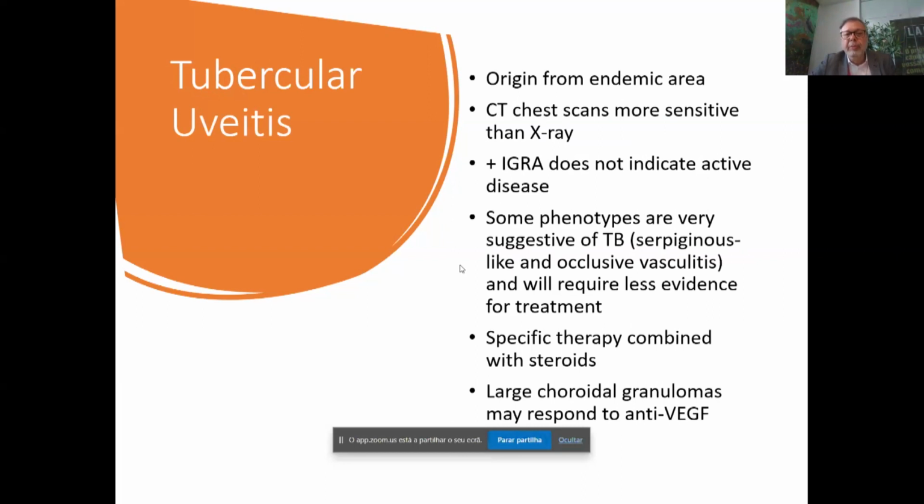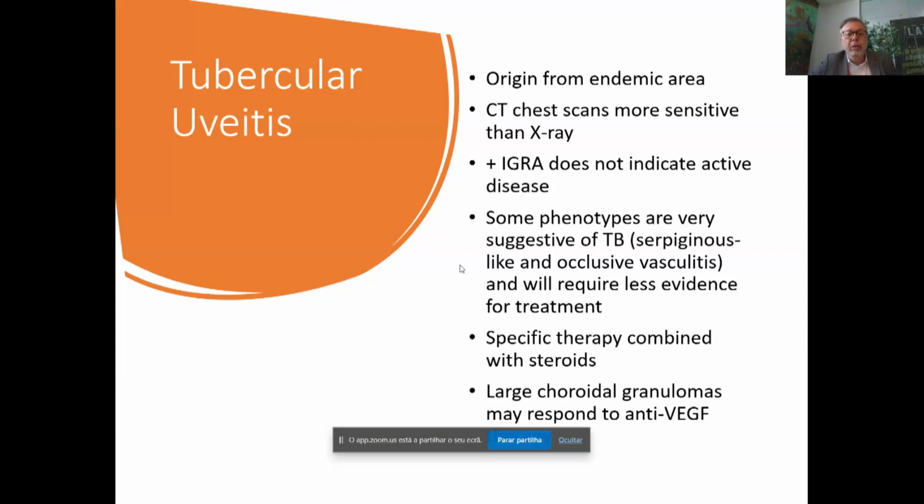The interferon gamma release assays do not give you the answer if the problem in the eye is related to active TB. And some phenotypes are more suggestive than others, and they require less evidence for you to initiate treatment, especially serpiginous like in occlusive vasculitis.